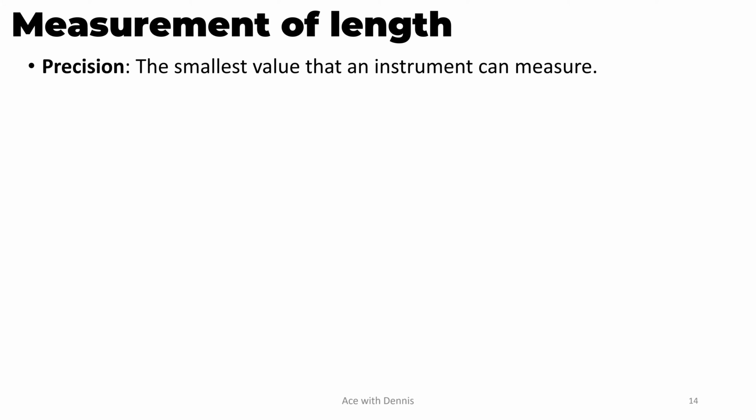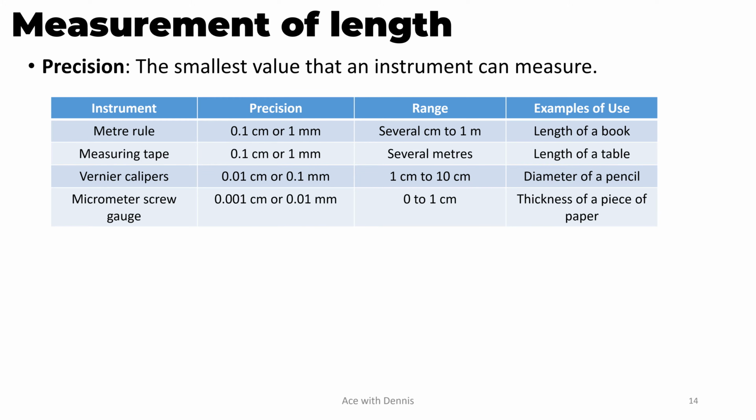Each instrument is designed based on certain precision. The precision is the smallest value that an instrument can measure. This table shows different measuring instruments with their precision, range and example of use. The first one, meter rule. The precision is 0.1 cm or 1 mm. The range is several cm to 1 meter. Example, the length of a book.